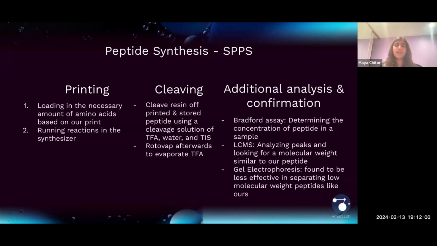But to confirm that there was a peptide printed in the first place, we do need to run a few processes such as the Bradford assay to determine the concentration, or LCMS to look for a molecular weight similar to our peptide, or gel electrophoresis. But we found this technique to be a little less effective just because we are printing more low molecular weight peptides.